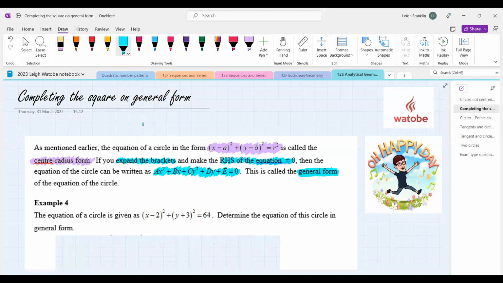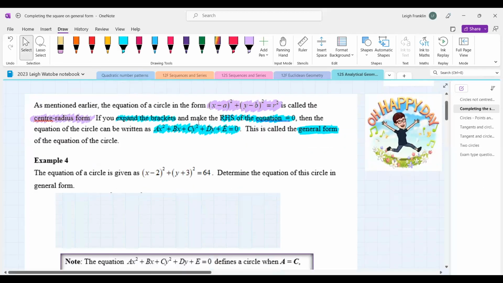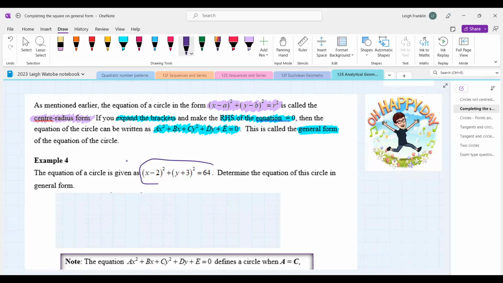Okay, in order to go from center radius form to general form is very, very easy. I'm going to show you how to do this, but it's not something that often gets asked. It's not an exam sort of question. And it's something that we should all be able to do because all of us are capable of multiplying out brackets. So if we are given center radius form as (x minus 2) squared plus (y plus 3) all squared is equal to 64, this is what we would do.